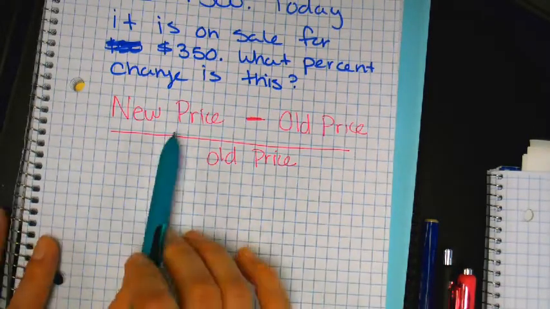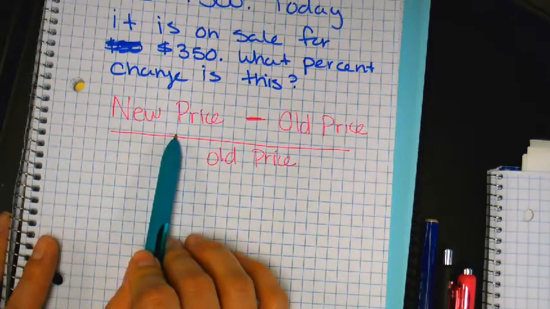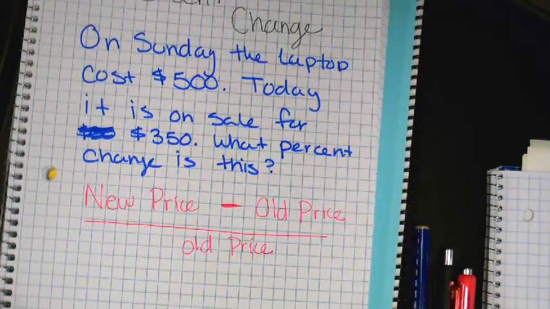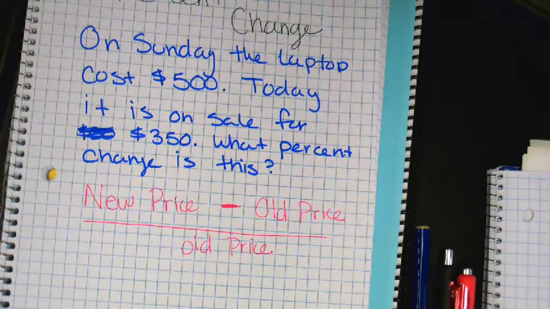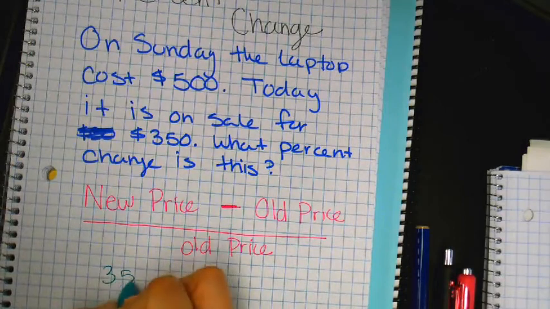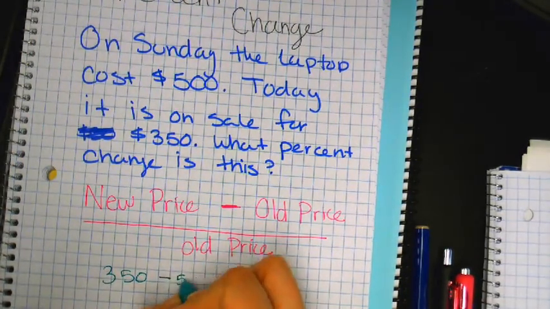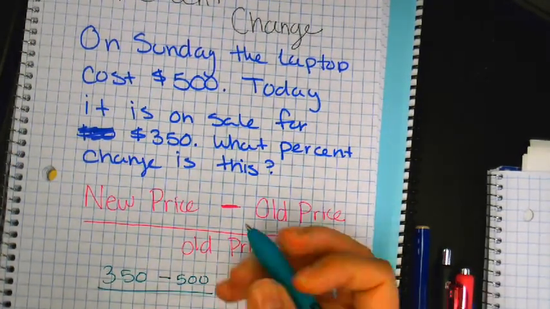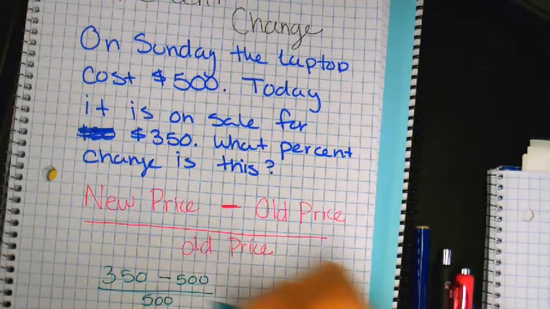So what's my new price? 500. 350. So here I need your English skills. On Sunday the laptop costs $500. Today it is on sale. So today means current, so new price. On Sunday, you know, that was yesterday, so that's your old price. So it would be 350 minus 500 divided by 500.